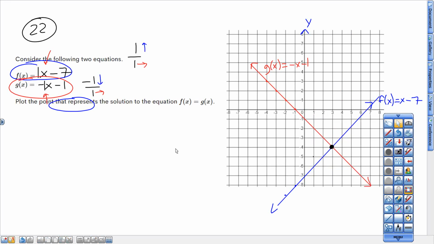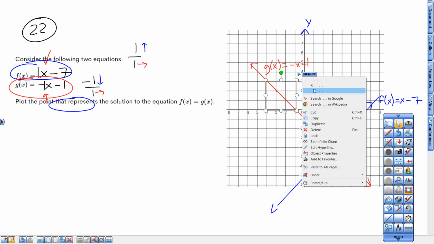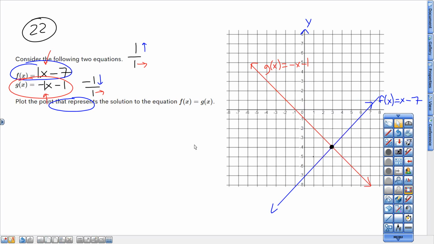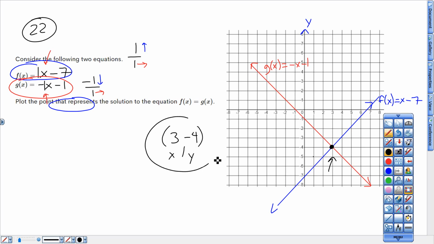All right, there it is. Oh, there's some dots down here. Let's get rid of those dots up here. All right, there we go. Now there's no dots. The only dot is this solution dot. And again, that coordinate for x and y, as I go right 3, I'm going down -4. Be able to give me that coordinate.